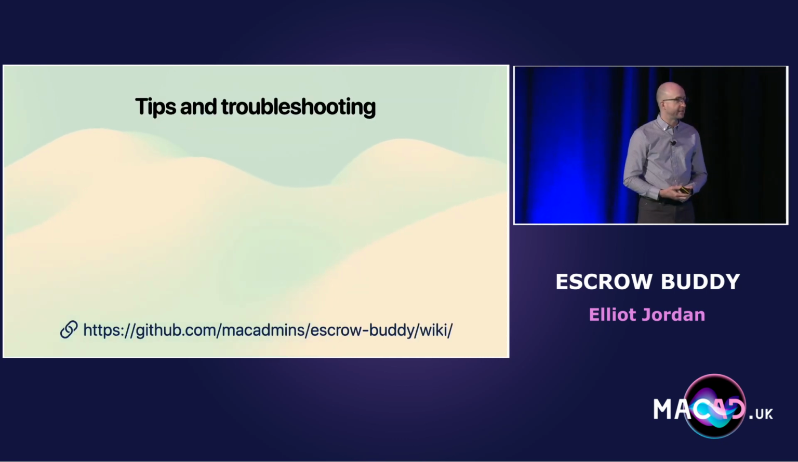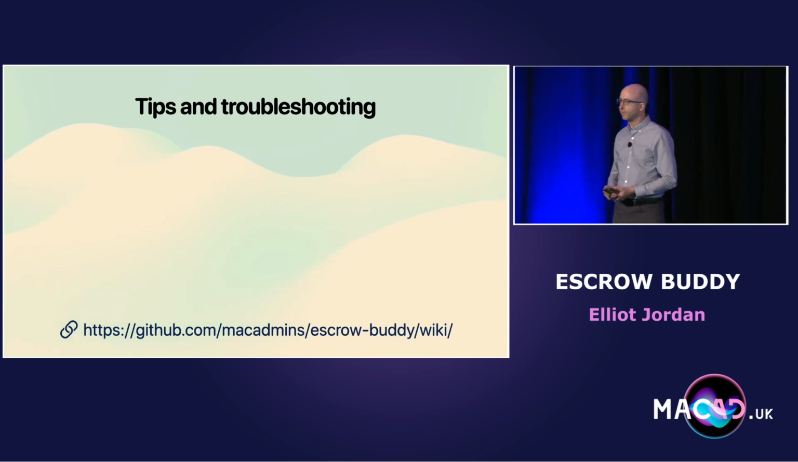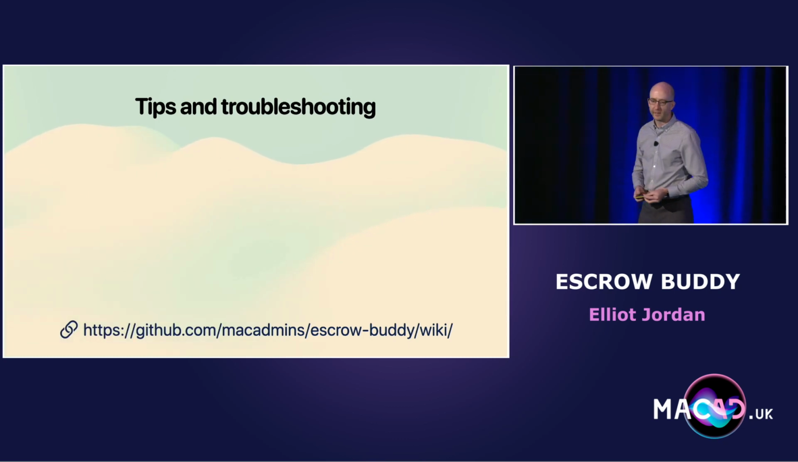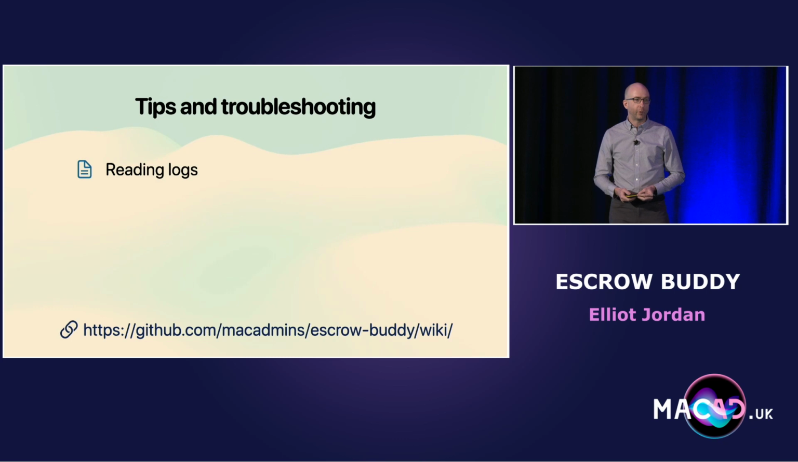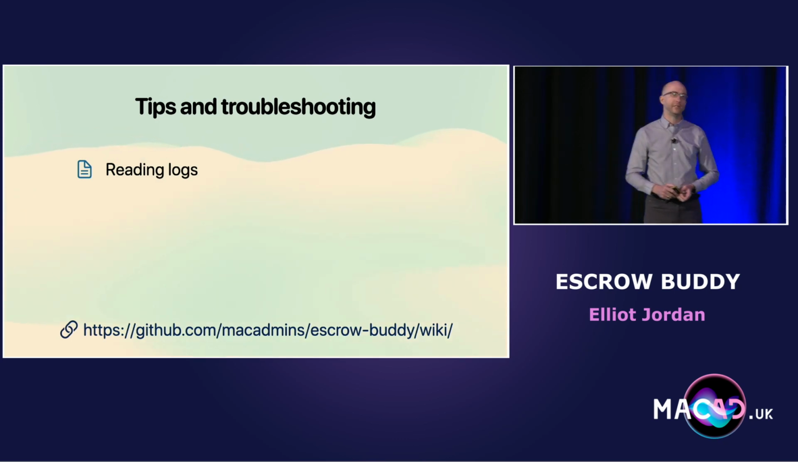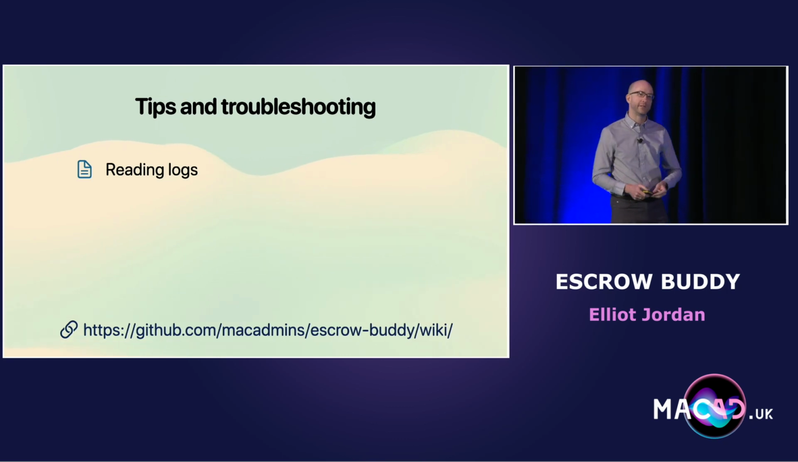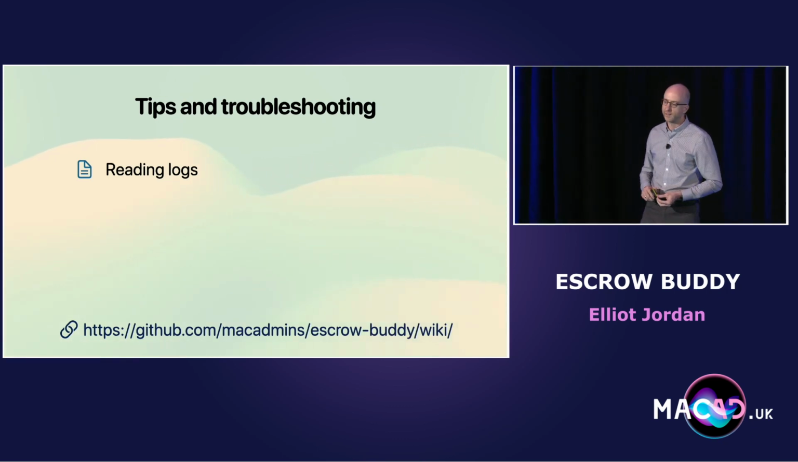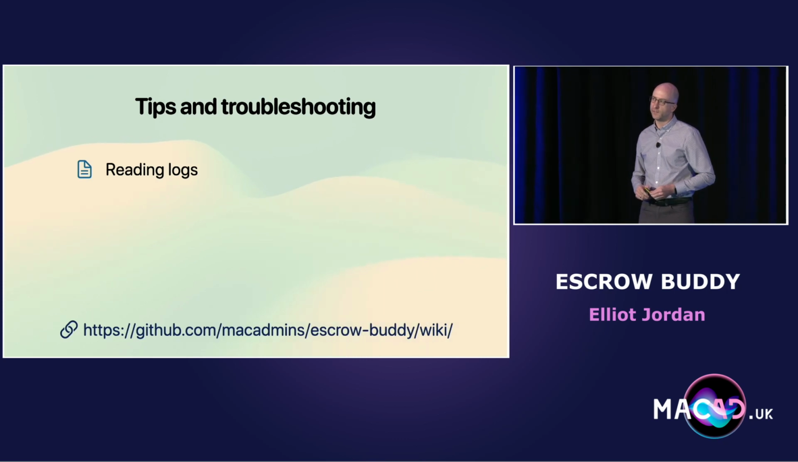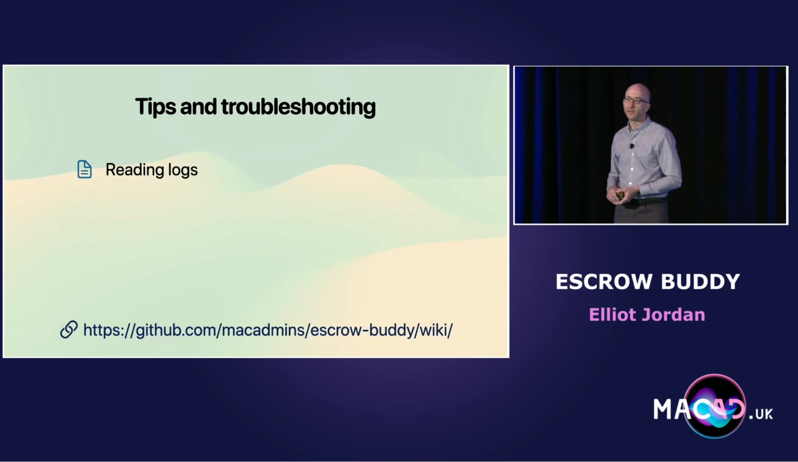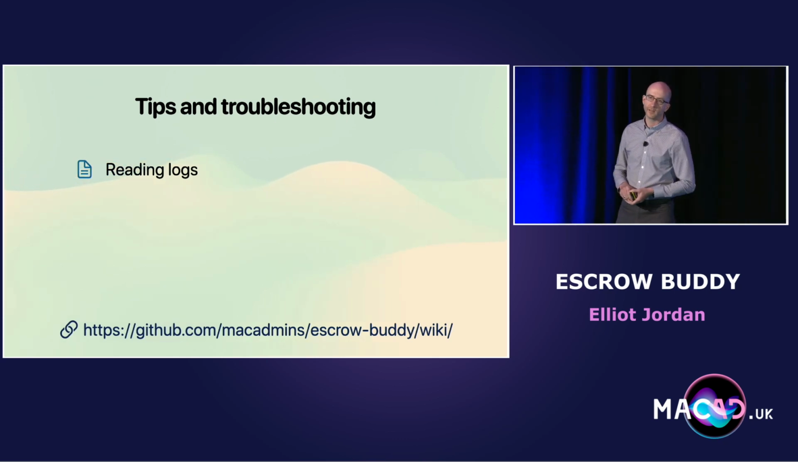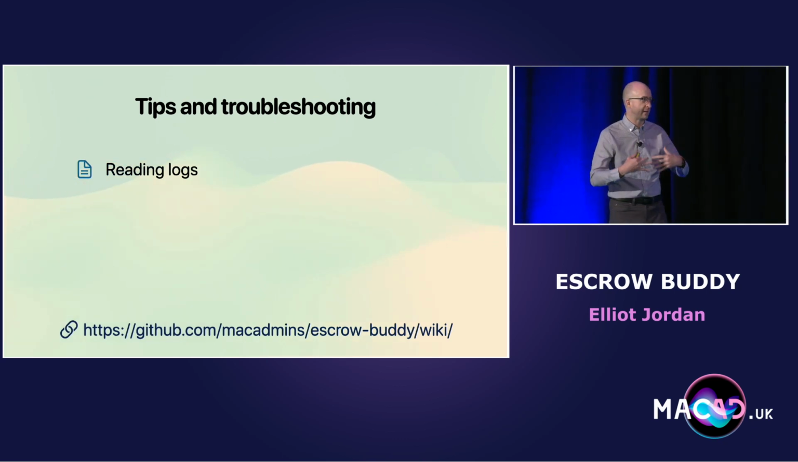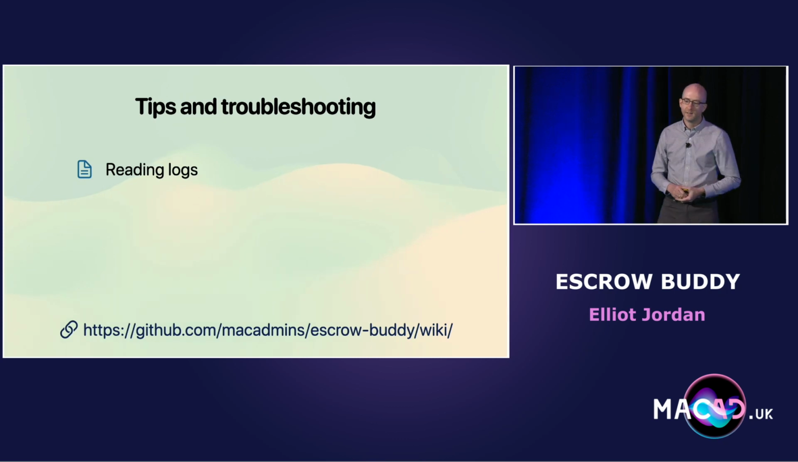And then here are some miscellaneous tips and troubleshooting, just a grab bag of odds and ends that I thought you might be interested in. One is reading logs. There is an FAQ page on the wiki with the command. You can use the log show or log stream command to see what Escrow Buddy is doing. As you saw in the demo at the beginning, there's some useful information in there. Unfortunately, it's not just a file on disk. It's in the unified log, so you do have to use the log command or some kind of a unified log aggregator to get that information.